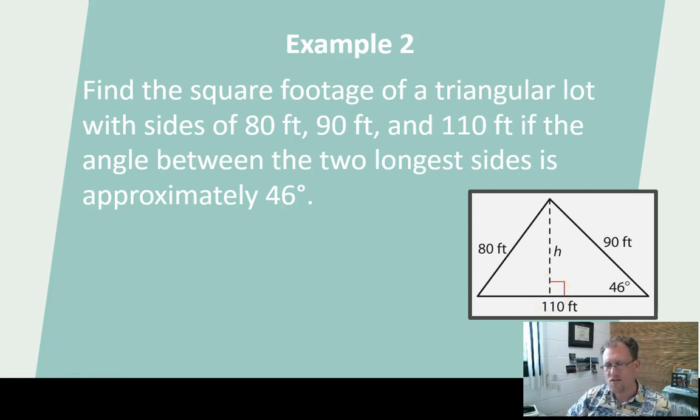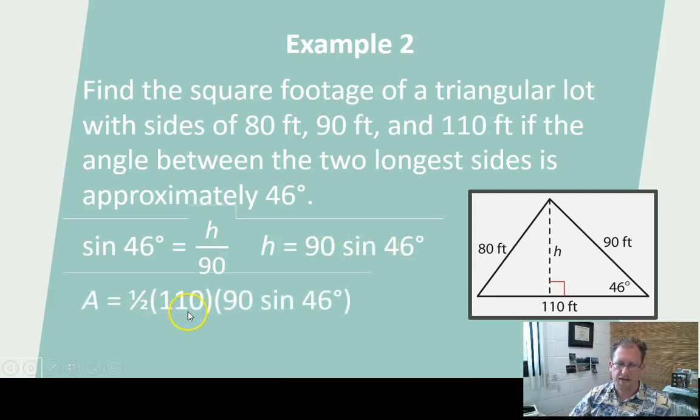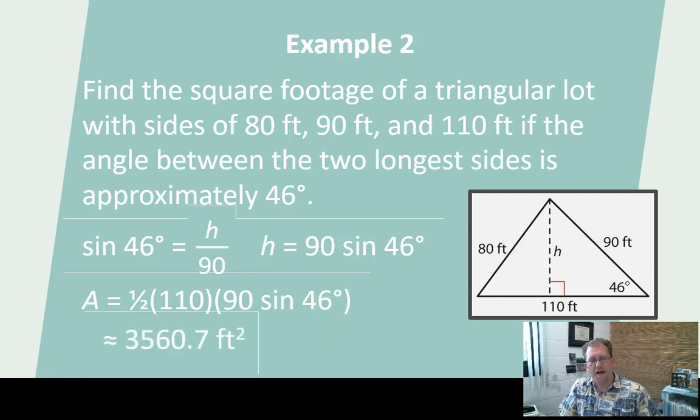It's pretty sweet. So I'm going to take these two sides. 110, that's my base. 90 is not my height, but 90 times the sine of 46 is my height. So sine of 46 is h over 90. The height is 90 times the sine of 46. Area is 1/2 times 110, this base length, times the height, 90 times the sine of 46. Plug all that in your calculator, hit do it, and you get 3,560.7 square feet. Pretty fantastic. It's a wonderful little tool to have in your bag.